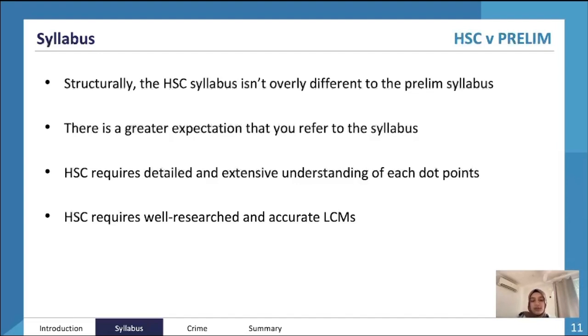HSC requires well-researched and accurate legislation, cases, and media. I can again not emphasize this point enough either. Being able to know, memorize and learn different legislation for different dot points, different cases for different dot points, and different media for different dot points was so integral to my success in this course. So I would highly, highly, highly recommend that you do the same.